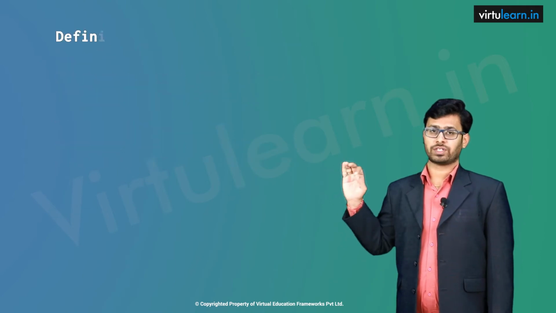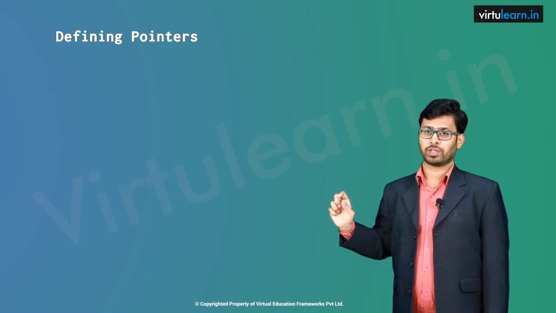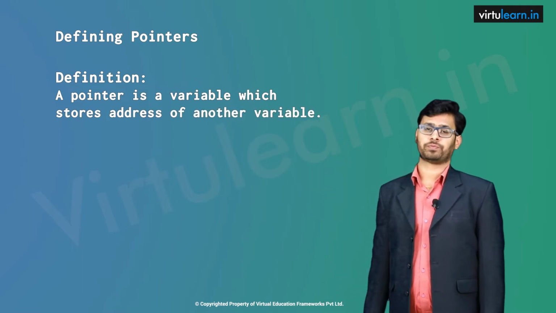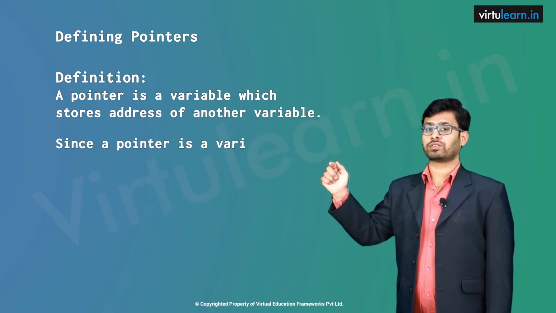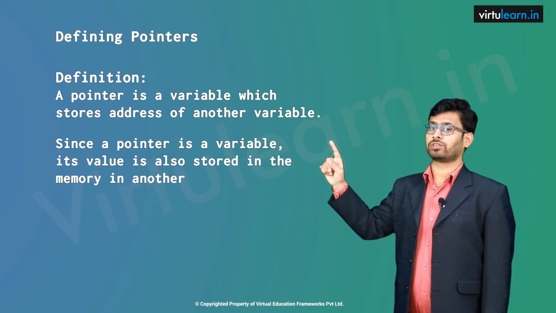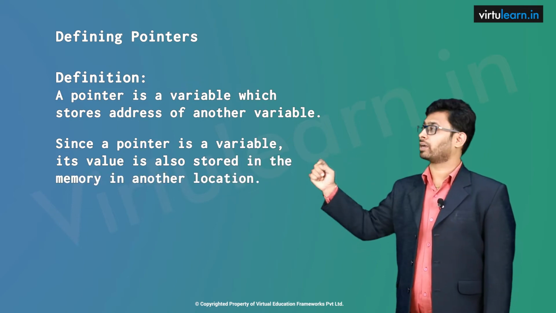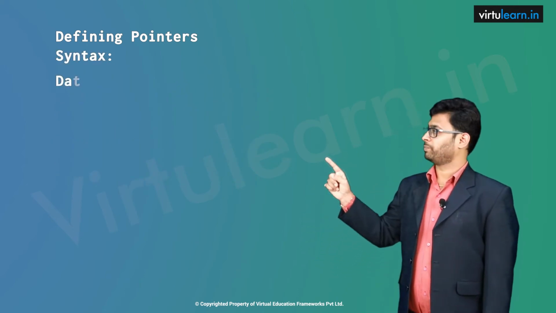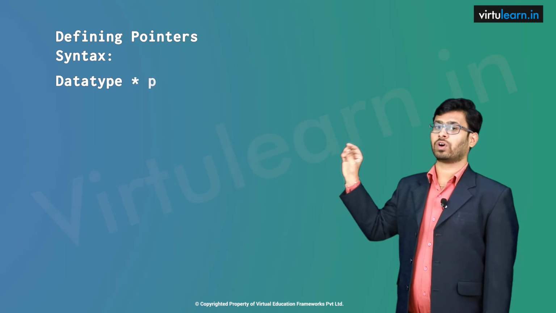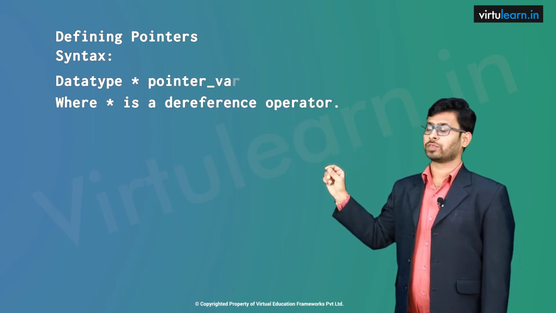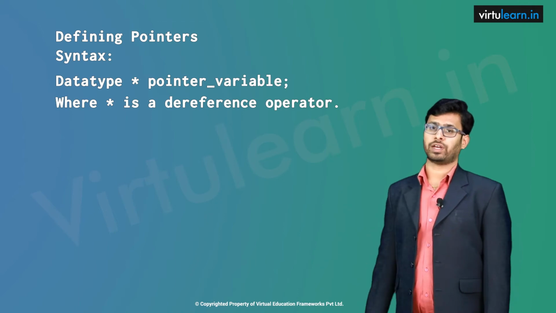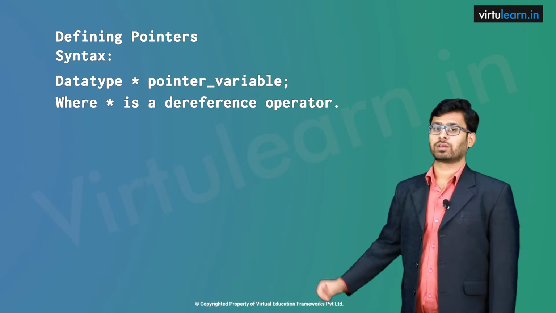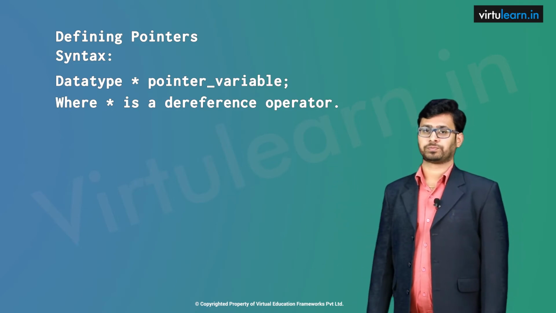So the definition here, I hope it is very clear. A pointer is a variable which stores address of another variable. Since a pointer is also a variable, its value is also stored in the memory in another location. The syntax for this is data type followed by star, which we call the dereference operator, followed by pointer variable, followed by semicolon. So this is how we initialize a pointer variable.